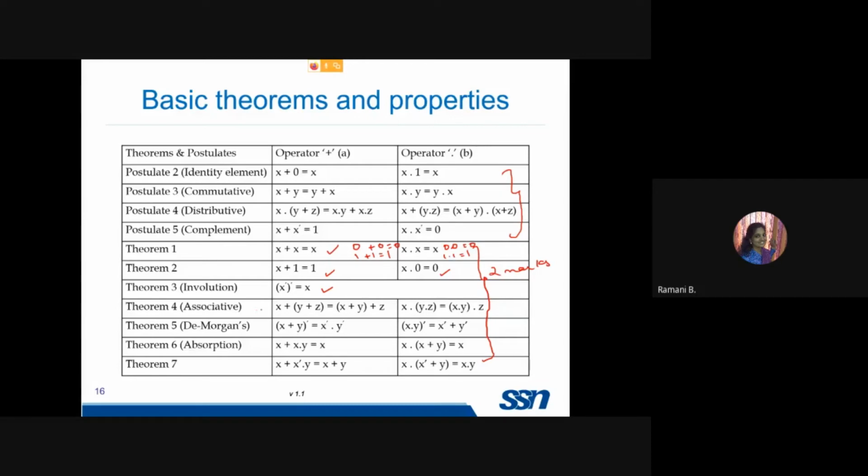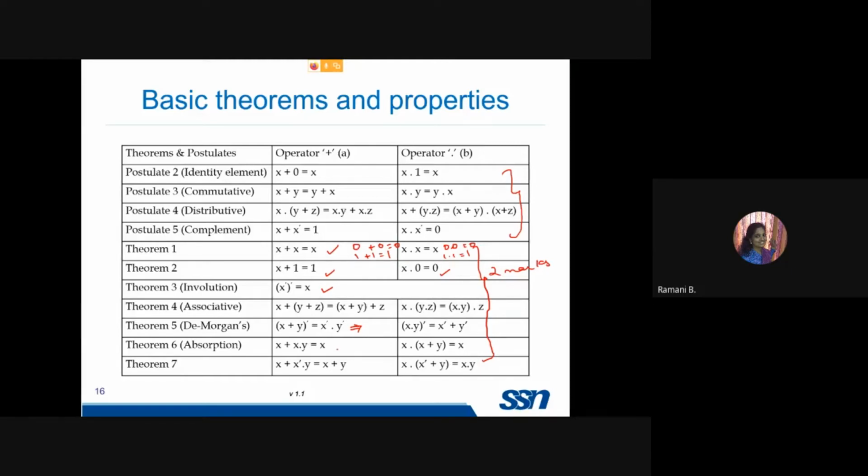And the next theorem is the associative law. As this was not included in the Huntington's postulates, this is given separately. And we have De Morgan's theorem, which we know very well. This theorem we will be using very much as we proceed. x plus y the whole bar is equal to x bar dot y bar, and x dot y the whole bar is equal to x bar plus y bar. That you know very well.